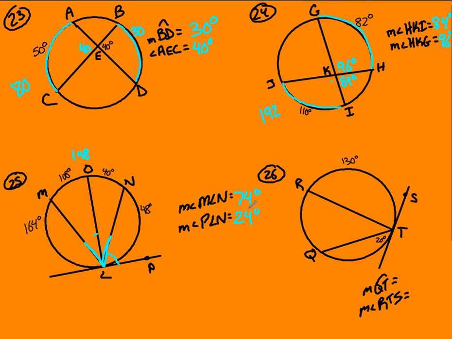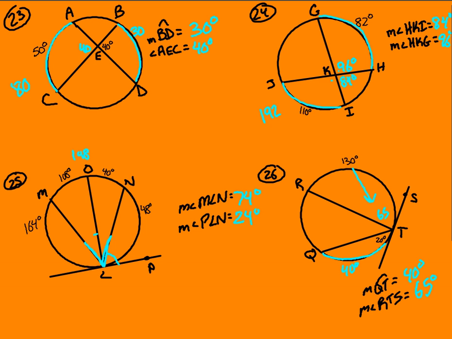And now for 26, measure of arc QT, that's this arc out here, it's intercepted by this angle, so that means it needs to be doubled, which is 40 degrees. And then RTS needs to be half of that arc, half of 130, which is 65 degrees. So this is 65 degrees.